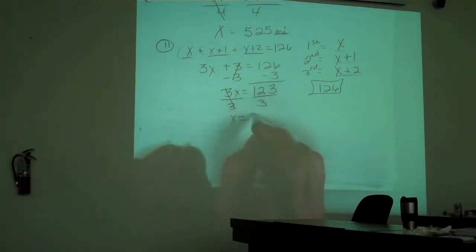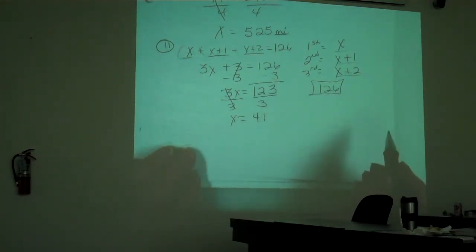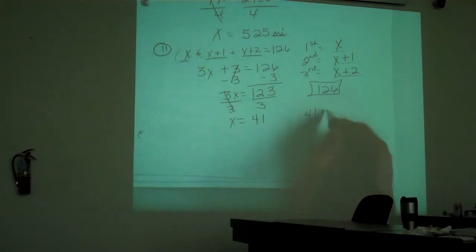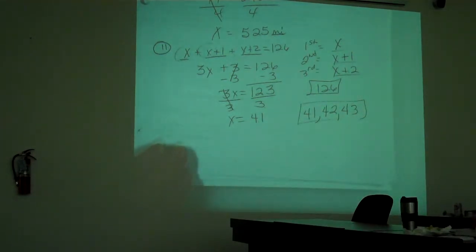3 into 12 is 4. 3 into 3 is 1. So your first ticket's 41, but you have 3 answers because you need all 3 ticket numbers. So the answers are 41, 42, and 43. That's your 3 ticket numbers. And you can check, you can add those 3 numbers and make sure they add up to 126. And if it does, you know you got it right.